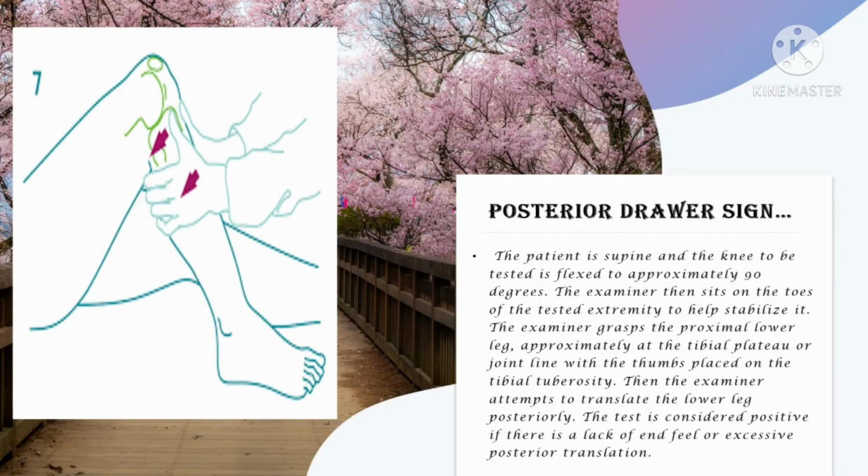Posterior drawer sign. The patient is supine and the knee to be tested is flexed to approximately 90 degrees. The examiner then sits on the toes of the tested extremity to help stabilize it. The examiner grasps the proximal lower leg approximately at the tibial plateau or joint line with the thumbs placed on the tibial tuberosity. Then the examiner attempts to translate the lower leg posteriorly. The test is considered positive if there is a lack of end feel or excessive posterior translation.